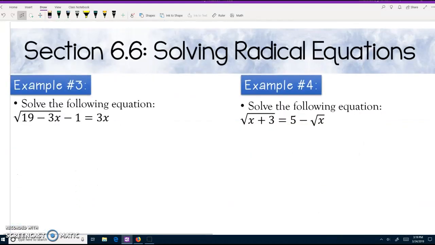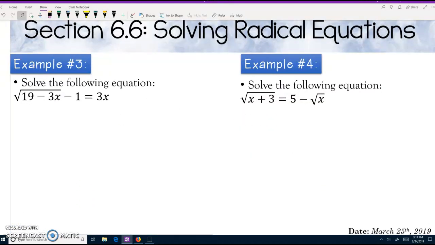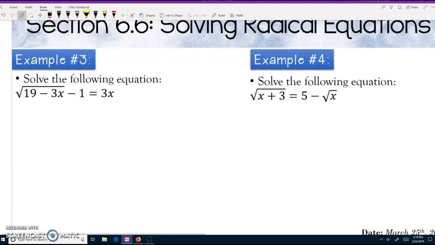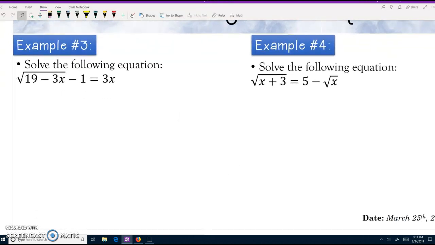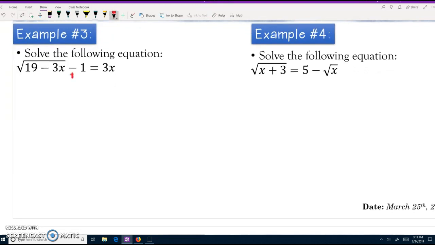Now let's try example number 3. Examples 3 and 4 are going to be a little bit more involved than examples 1 and 2. There's just a little bit more math work involved. So here, the first thing on example number 3 that I want to do is isolate the radical, just like in example number 1. So I'm going to add a 1 over here, and I'm going to add a 1 over here. So I will have the square root of 19 minus 3x is equal to 3x plus 1.